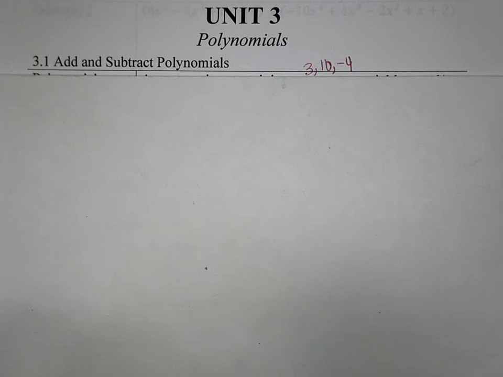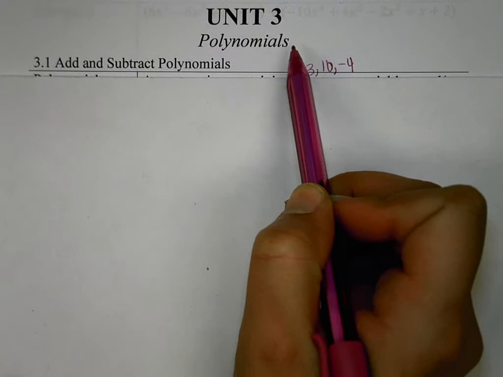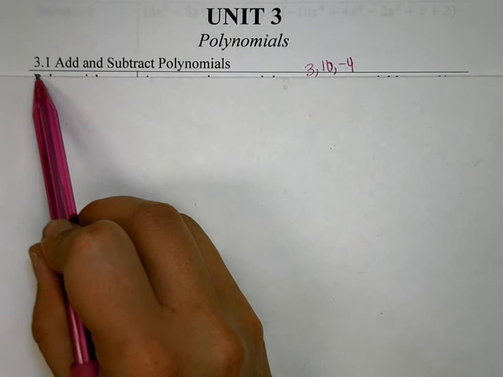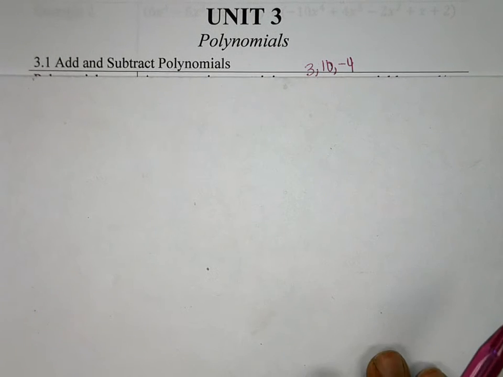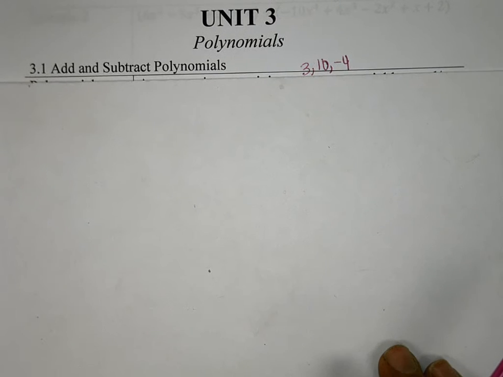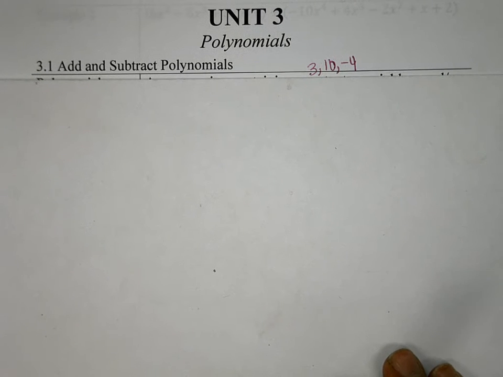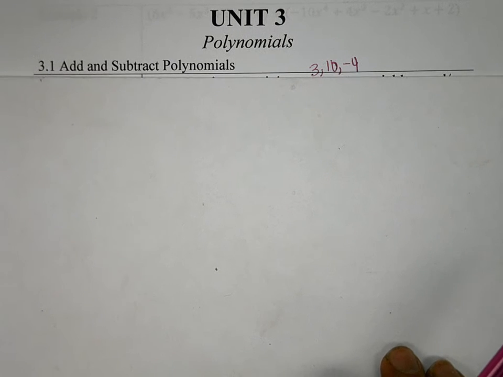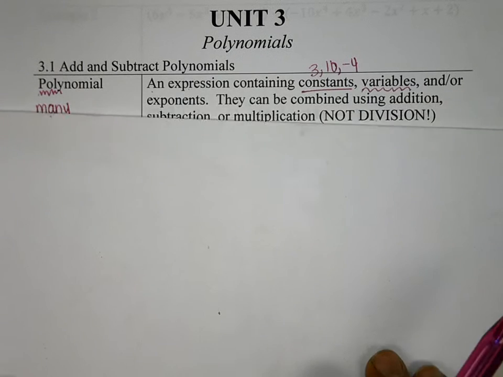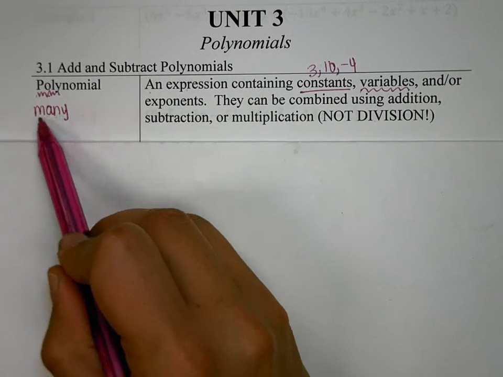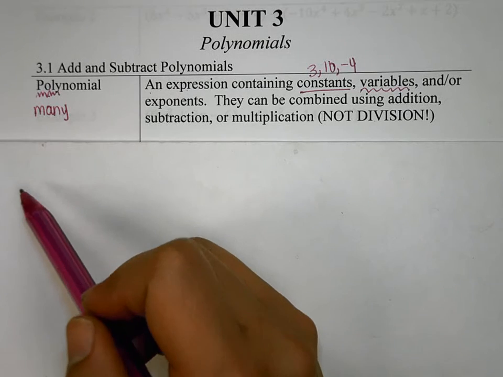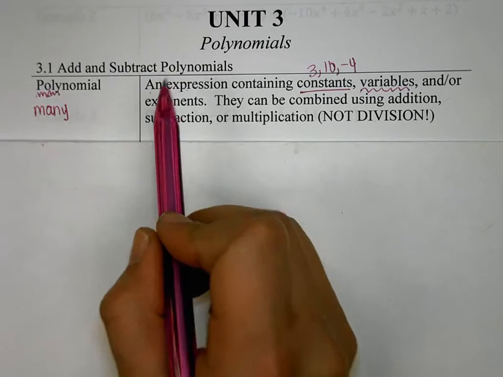Okay guys, so we are starting Unit 3 today, which is all about polynomials. Today, 3.1, we're going to be adding and subtracting polynomials. So before we get started, let's look at a few definitions. First is polynomial, and if you remember from English, poly means many. So a polynomial can have many terms.